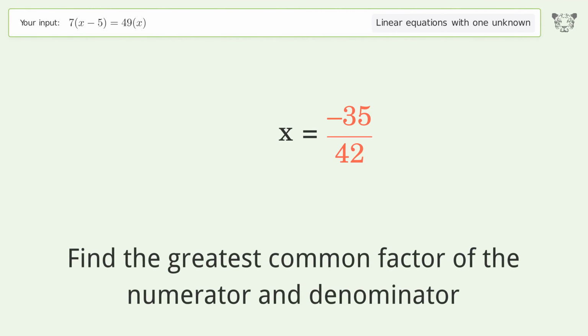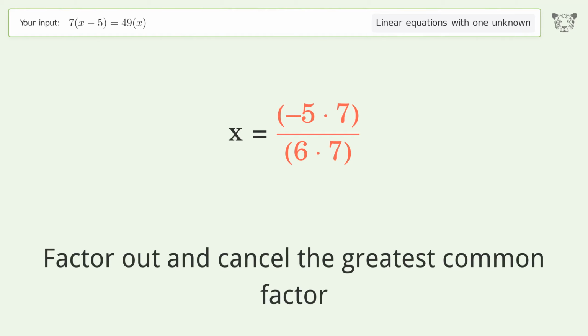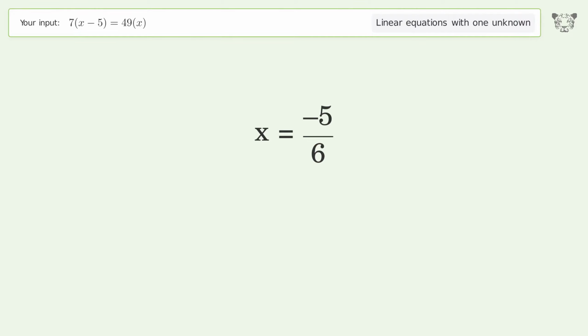Find the greatest common factor of the numerator and denominator. Factor out and cancel the greatest common factor. And so the final result is x equals -5/6.